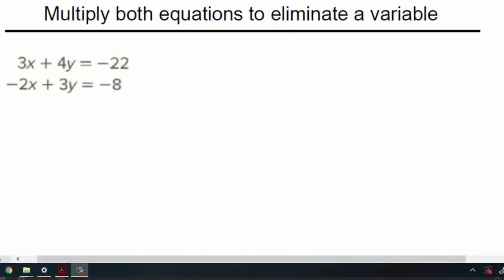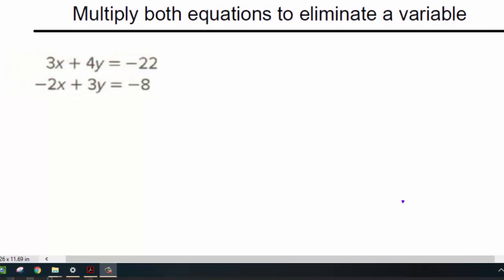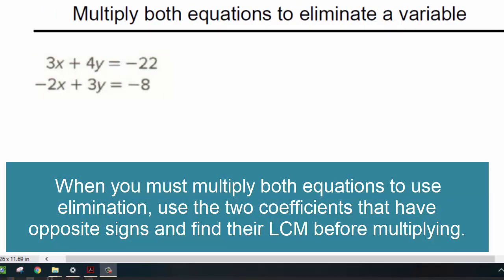Okay, for this next example, they want us to multiply both equations to eliminate a variable. And the way we do that is, number one, we look to see, do either of the coefficients have opposites? Well, you see right here we have opposite signs on the x values. So the first thing I'll do is find out what is the least common multiple of 2 and 3, and that's going to be a 6.